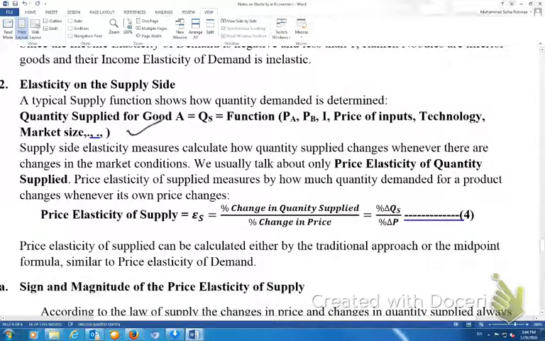The quantity supplied of good A depends on the price of good A, price of other related goods. Let's ignore income for the time being. Income probably is not that important.